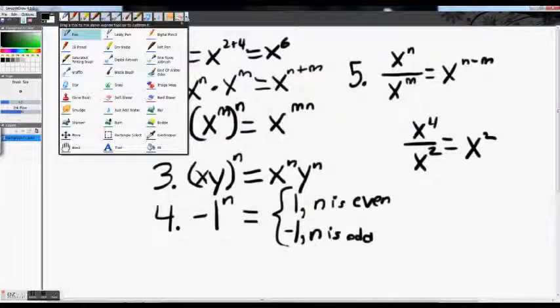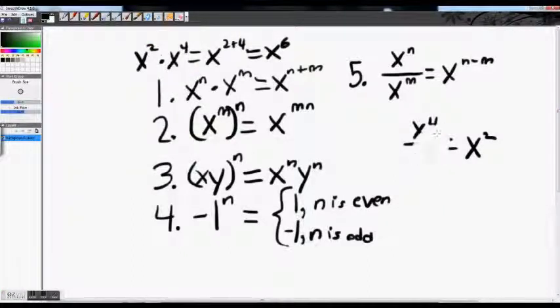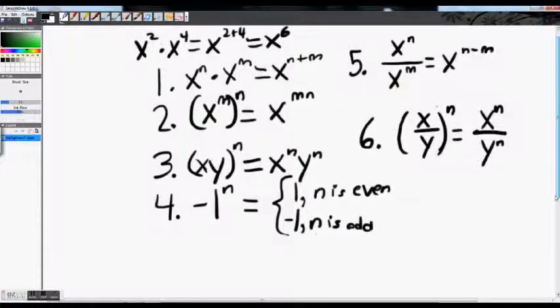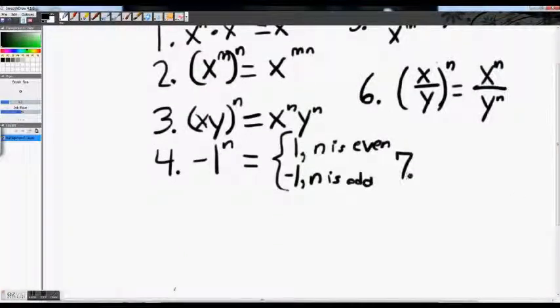There are a couple of other properties that we should mention, I think, before we do some practice. The first is that if we take x over y and raise it to the nth power, the result is x to the nth over y to the nth, and that makes sense because we're just multiplying by itself that many times. So both the numerator and denominator will be raised to that power.